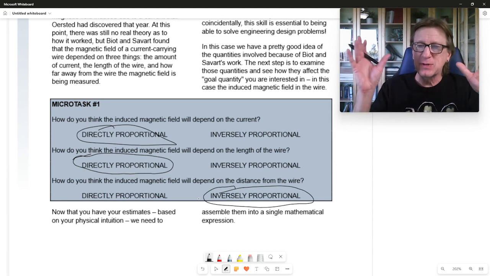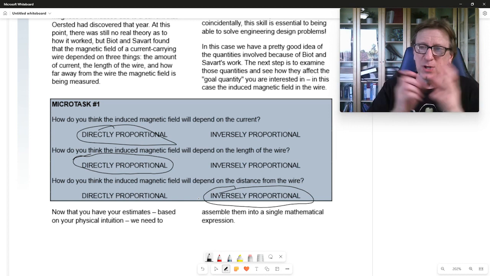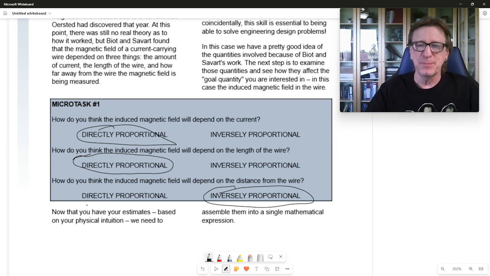So now all we have to do, now that we've got the basic ideas that we need, this back of the envelope calculation, is put them together and see what we get. All right, so let's go ahead and delete this page and move on to the next page.